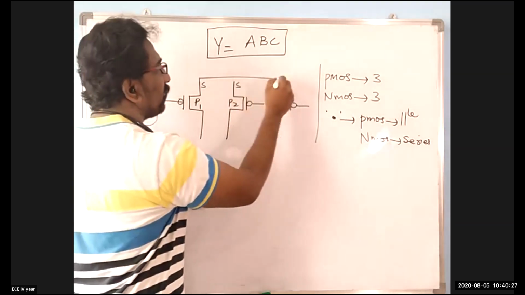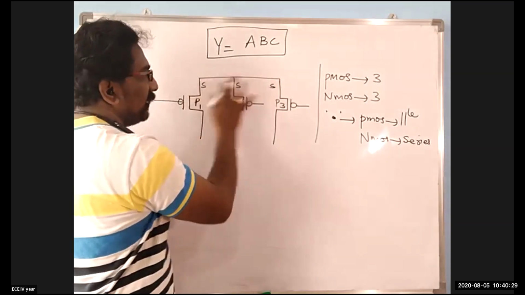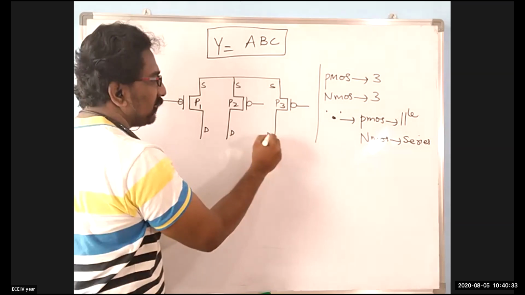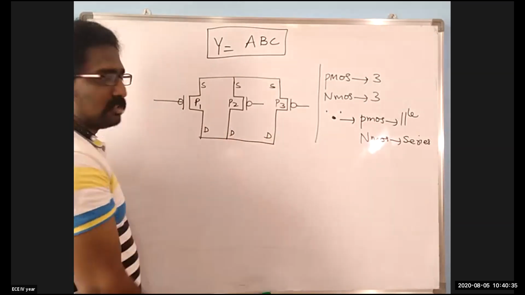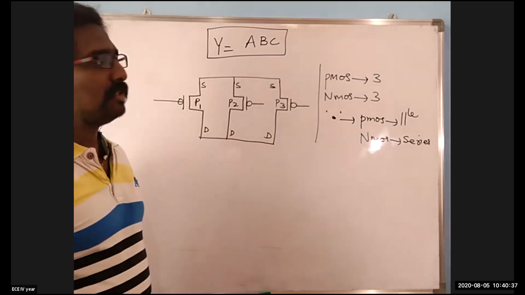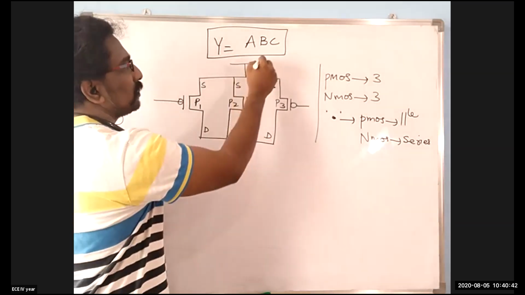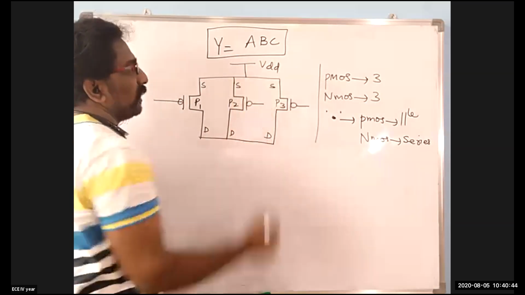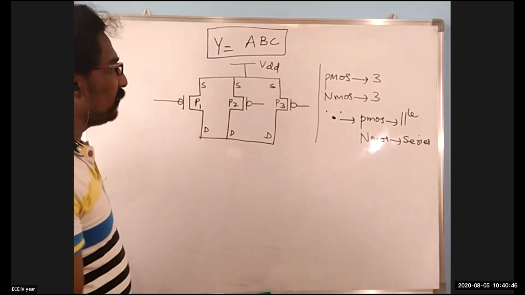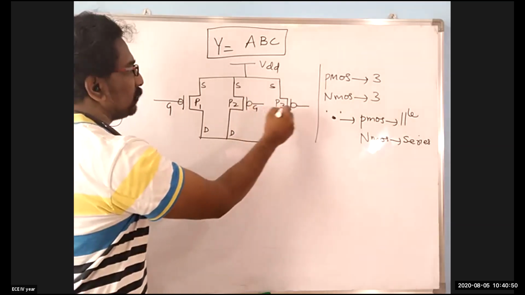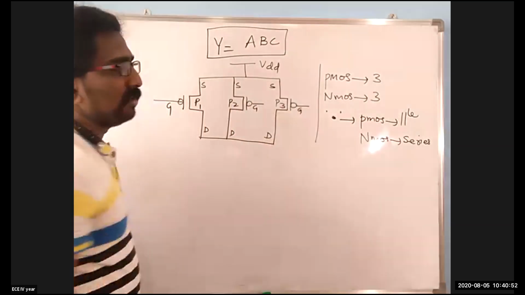If I connect all the source terminals, and if I connect all the drain terminals, then the entire set of PMOS will be in parallel. We know that the shorted source terminal should always be connected to VDD. In the same way, these are the gate terminals of all the three PMOS.